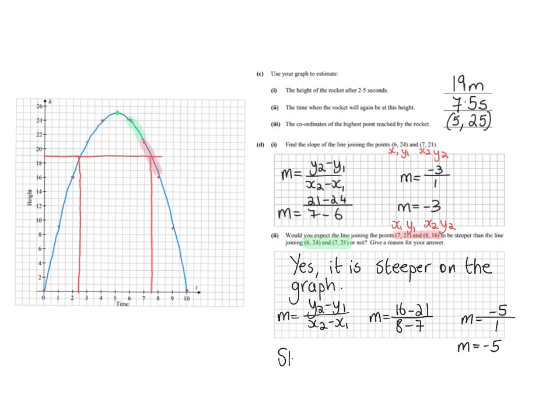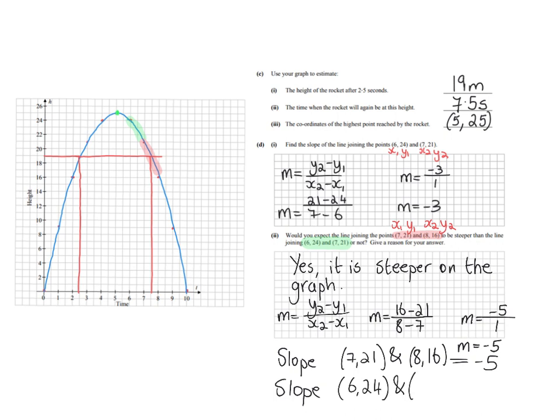So the slope of the points (7, 21) and (8, 16) is equal to minus 5, and the slope of (6, 24) and (7, 21) is equal to minus 3. So that's perfectly fine what you've done here. So yes, it is steeper on the graph. You can always say as well to look at graph. That brings this question to a close, and then it's the end of this video too.